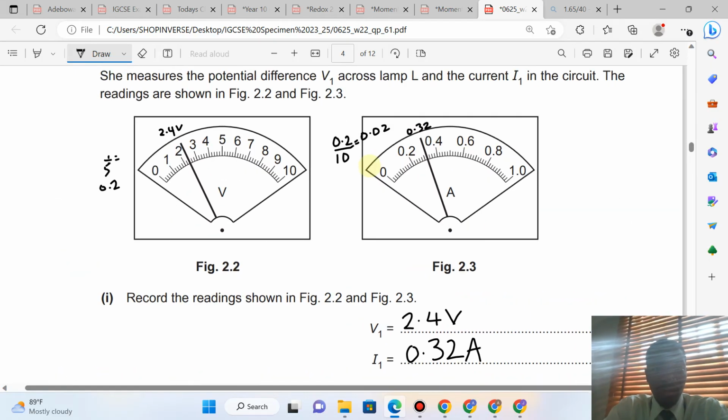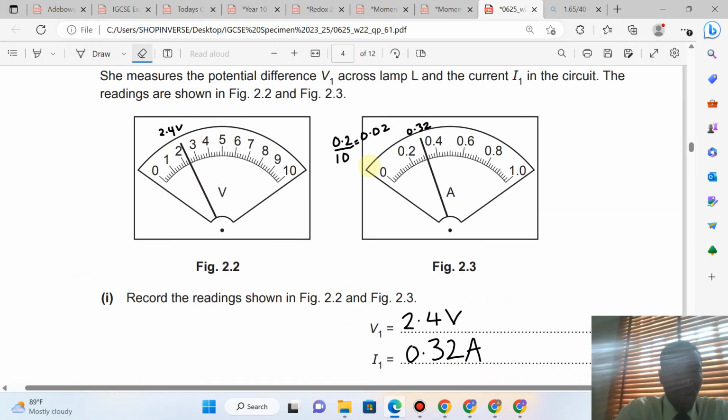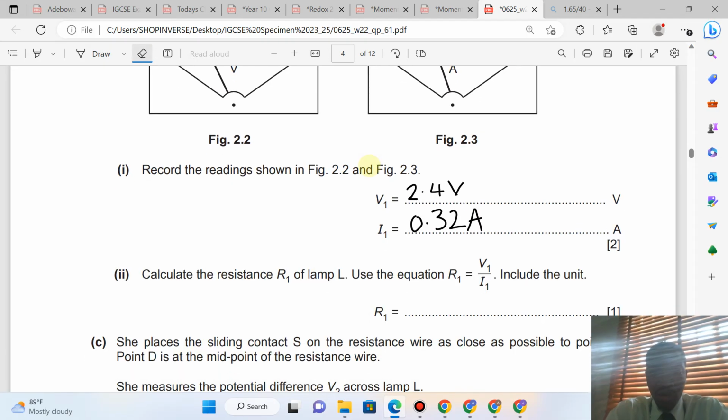Okay, so let me erase all of these because they are not part of the answer. So I'm erasing this from the diagram. Good, so you can focus on the question. Now the next question says, calculate the resistance R1 of the lamp L using the equation R1 equals V1 over I1. Okay, let's go.